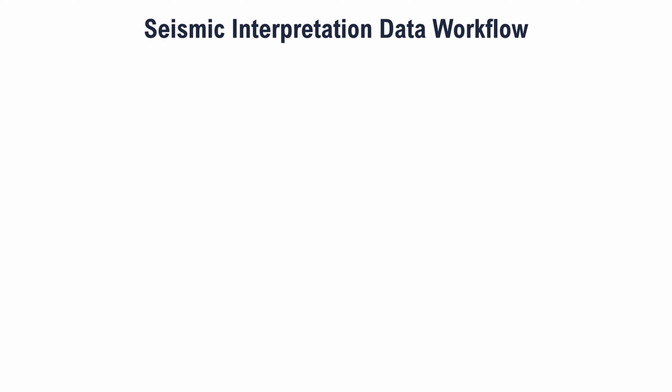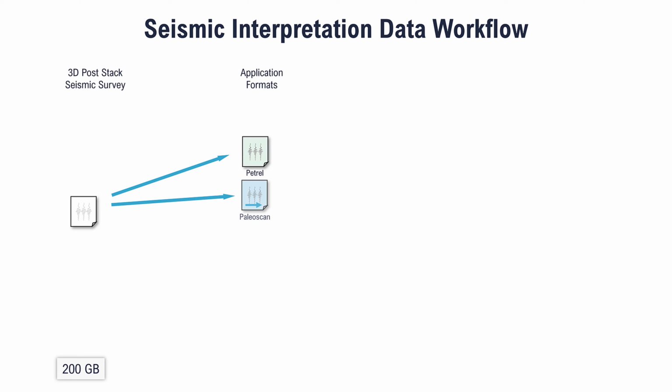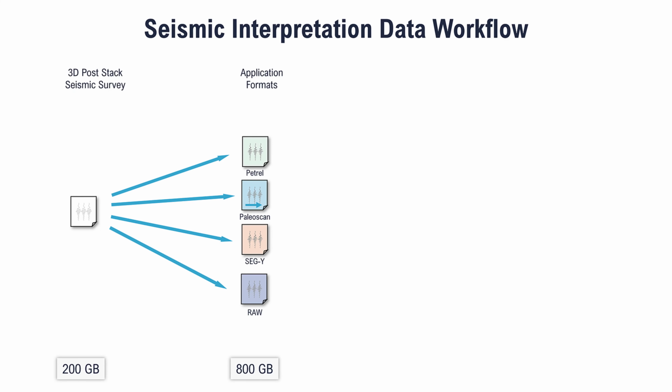Now, let's look at a typical data workflow for seismic interpretation. Geoscientists will usually start with a post-stack seismic survey, which can be anywhere from a few to several hundred gigabytes. For interpretation, this data needs to be converted to application formats, such as Petrel, Paleoscan, or other formats. This adds another 800 gigabytes before the interpretation even begins. Some applications need further volume optimization, which can introduce another 400 gigabytes of data.